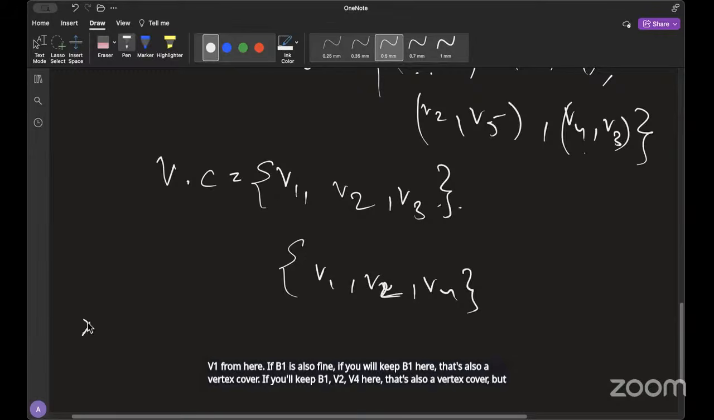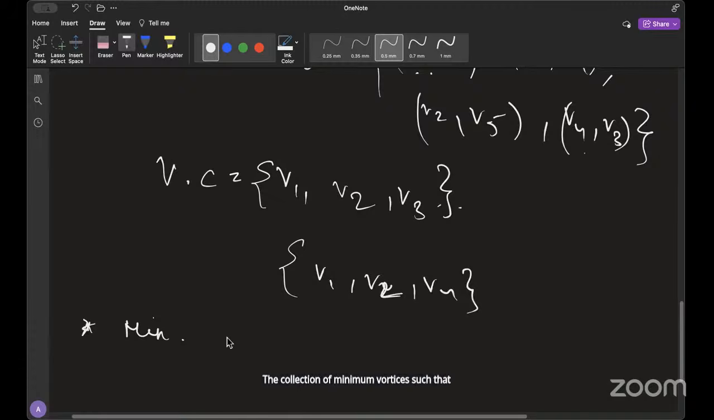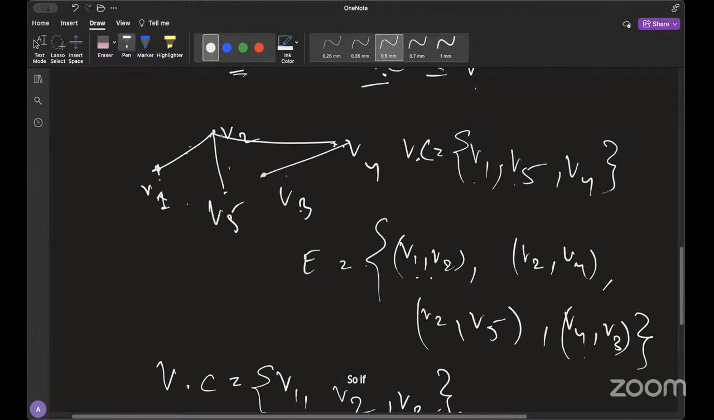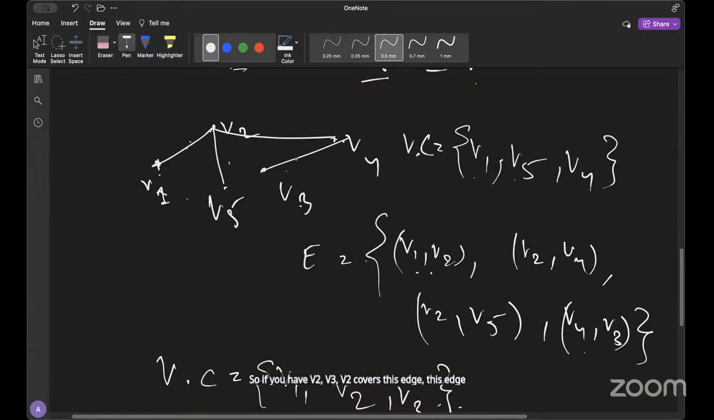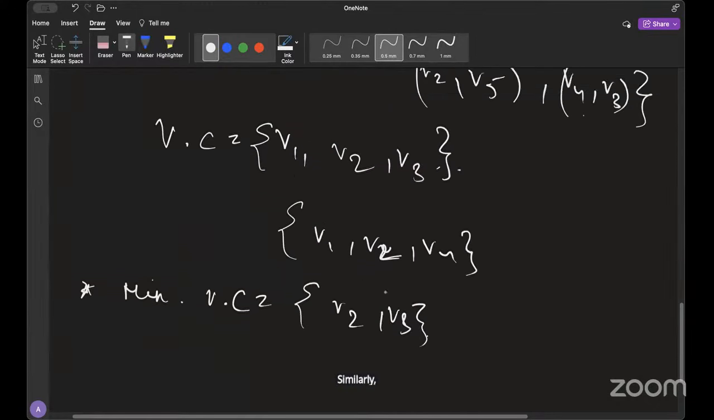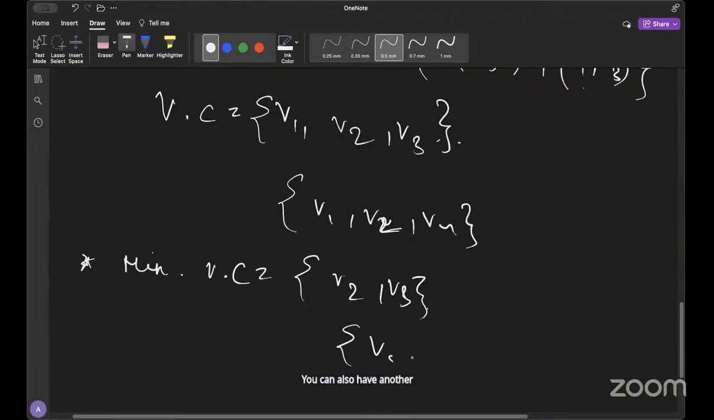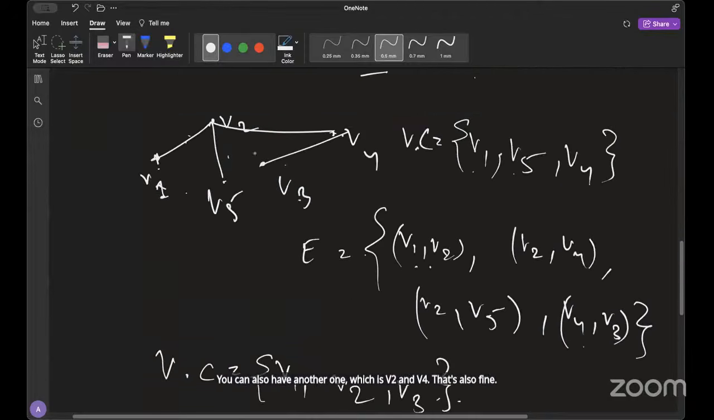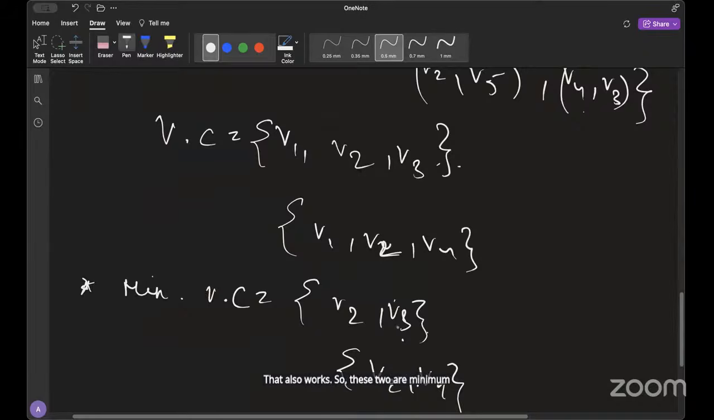But there's something called minimum vertex cover. Minimum vertex cover is to find the collection of minimum vertices such that every edge is covered, right? So the minimum vertex cover then will be V2 and V3. V2 covers this edge and this edge, and V3 covers the one left. Similarly, you can also have another one, which is V2 and V4. That's also fine. V2 covers this one and this one, and V4 covers this one. That also works. So these two are minimum vertex covers.